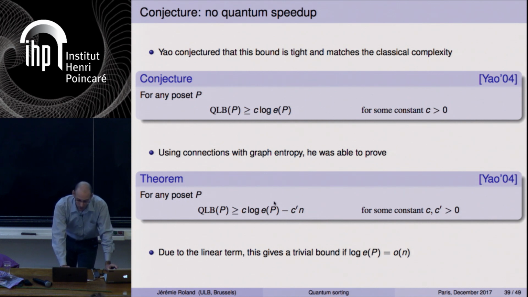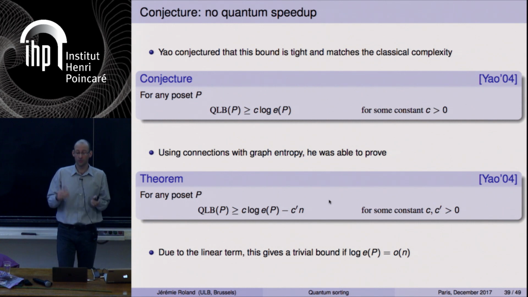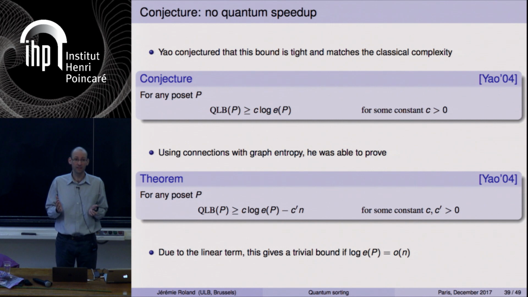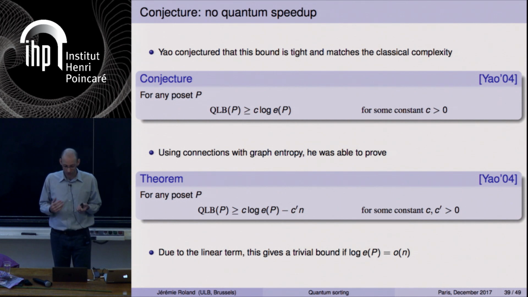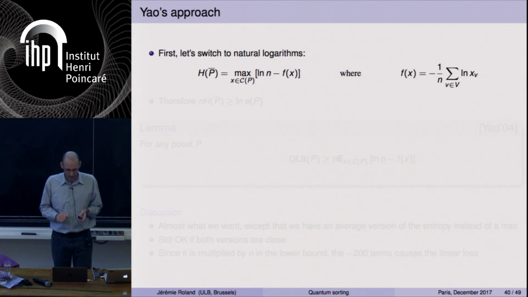So for partial orders where you don't have a lot of comparisons, where the E of P is close to n log n, it's fine. But whenever you have many comparisons, this will not give you a tight bound, for sure. You will get a trivial bound of 0, or something negative, actually. Okay, so that's not good. Well, that's good, but that's not good enough.